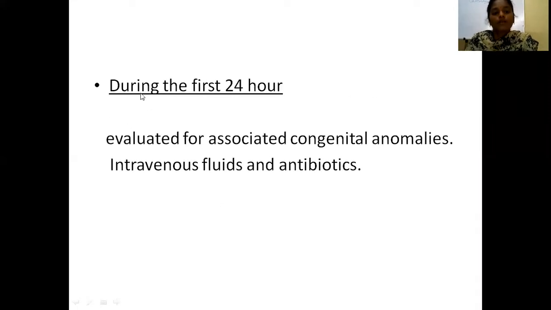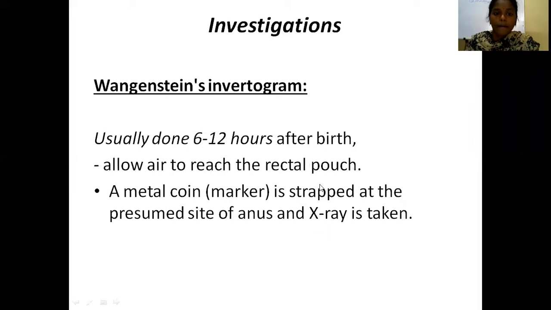So what are the things you have to do during the first 24 hours? Once you identify there is some problem in the anorectal or perineal region, then you have to evaluate for other associated congenital anomalies, because there's a chance of VACTERL anomalies, and you have to supplement with intravenous fluids and antibiotics. Coming to the investigations, see, invertogram.